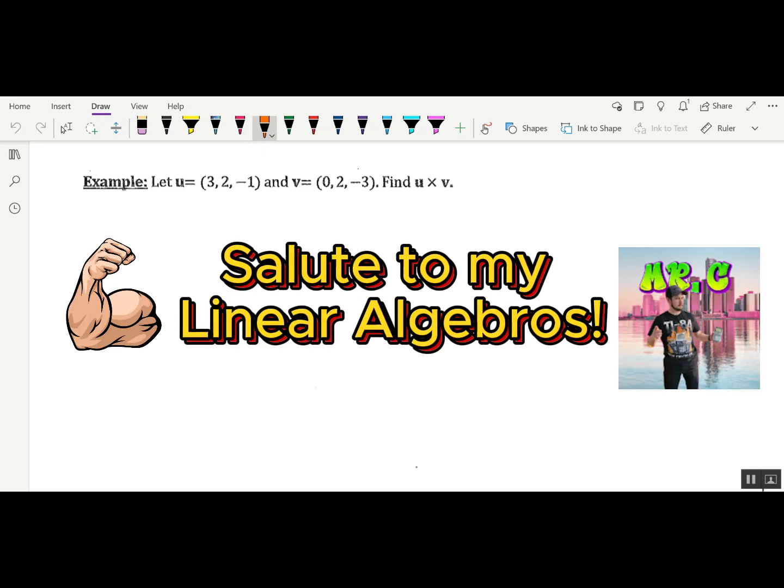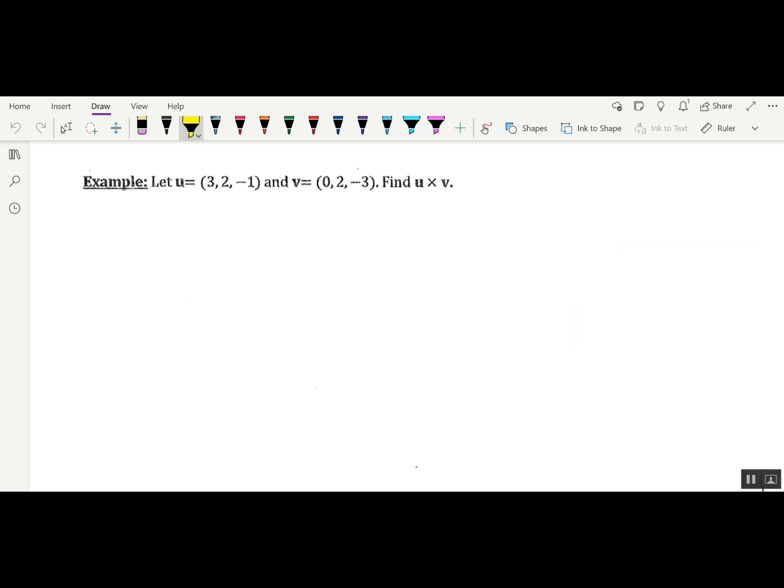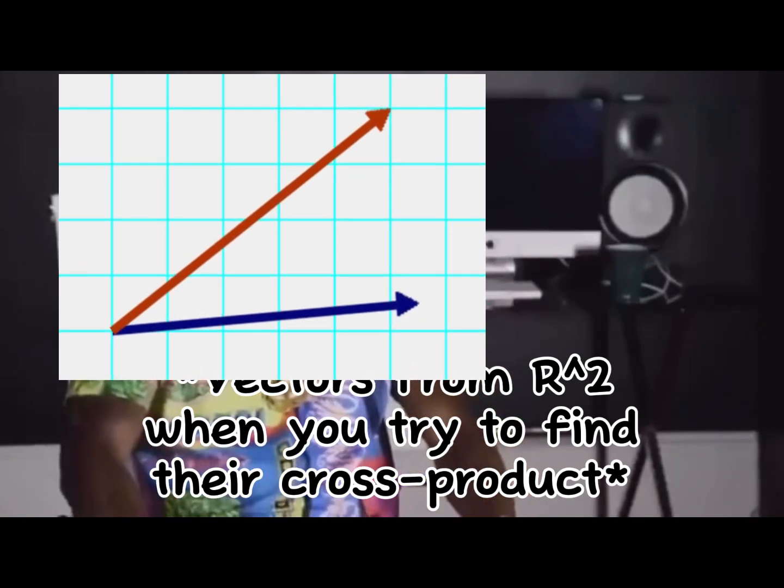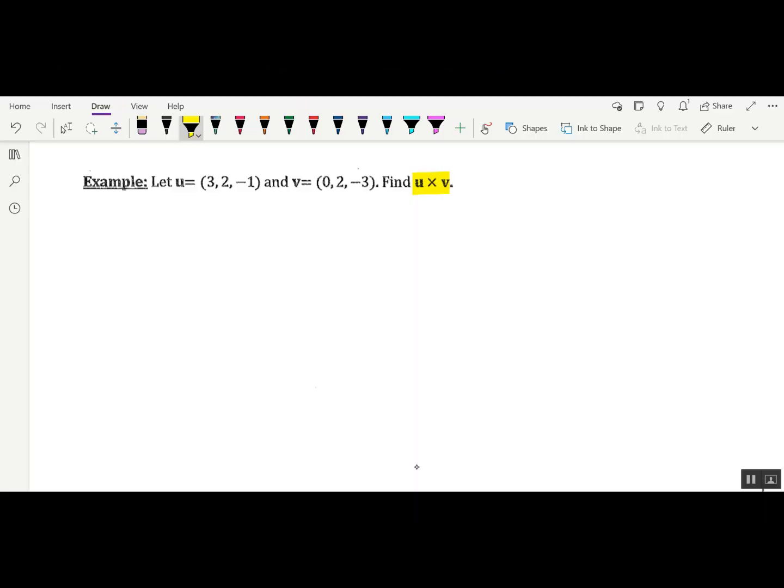It's Mr. C here, and in this video I'm going to show you how to find a cross product of two vectors from 3-space, which of course you can only do if they come from 3-space. The two vectors we're going to cross are the vector u with components 3, 2, and -1, and the vector v with components 0, 2, and -3. And I'm going to show you how to find the cross product vector using the Rule of Sarrus.